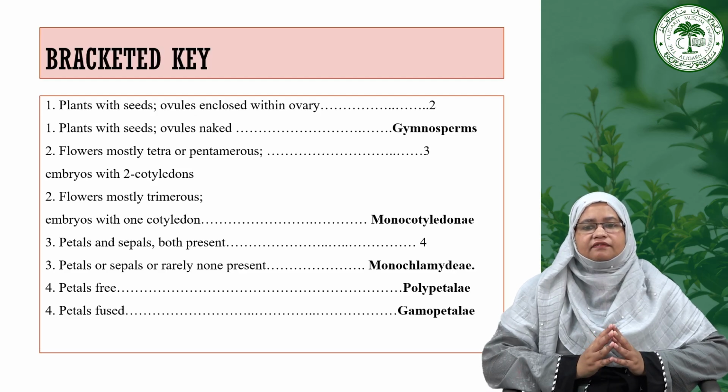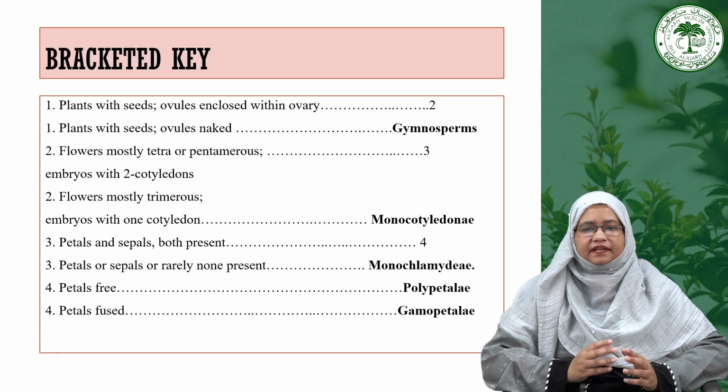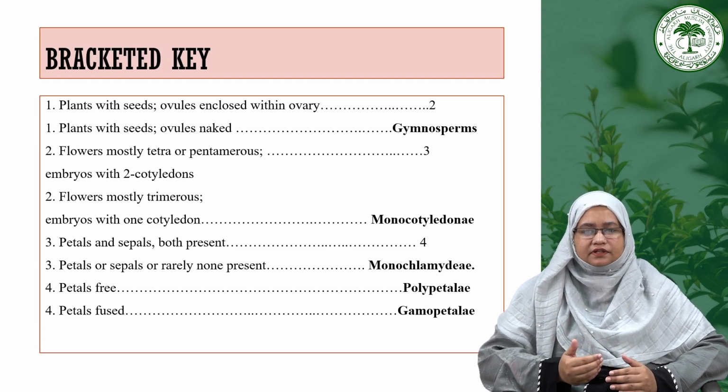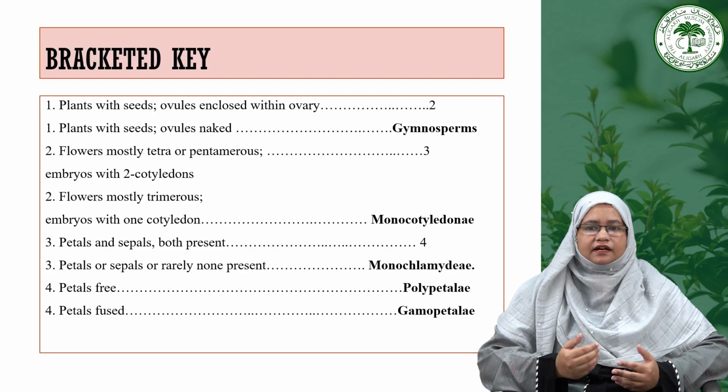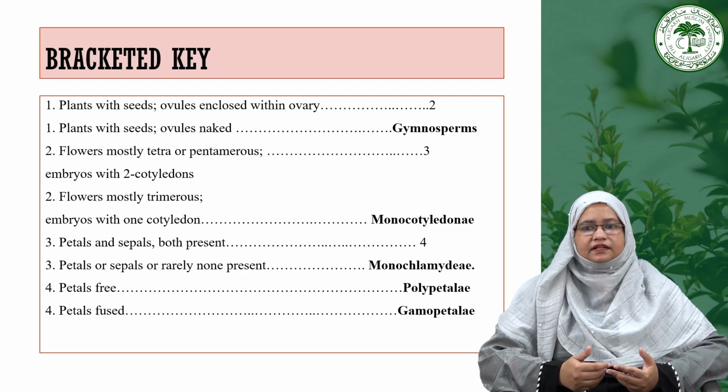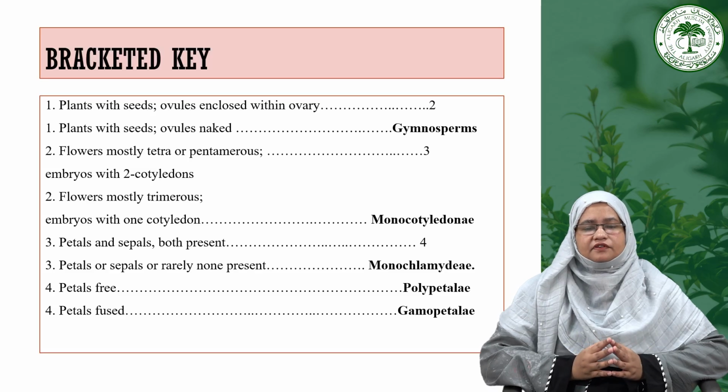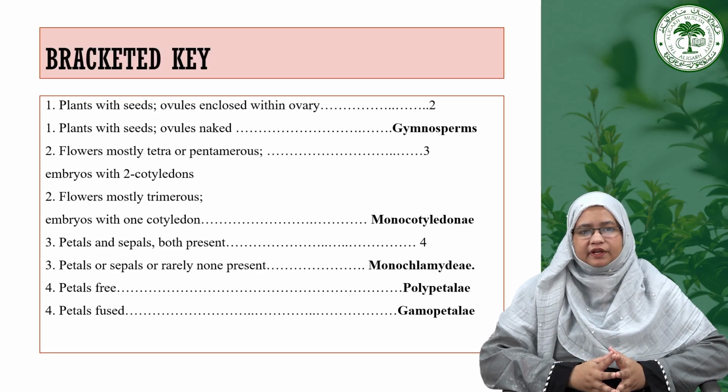Suppose we have to identify the different groups of plants according to Bentham and Hooker. As we know, Bentham and Hooker classified plants into three main classes: dicotyledons, monocotyledons and gymnospermae. And dicotyledons are further classified into three subclasses: polypetalae, gamopetalae and monochlamydeae. So suppose we have to identify these groups of plants.